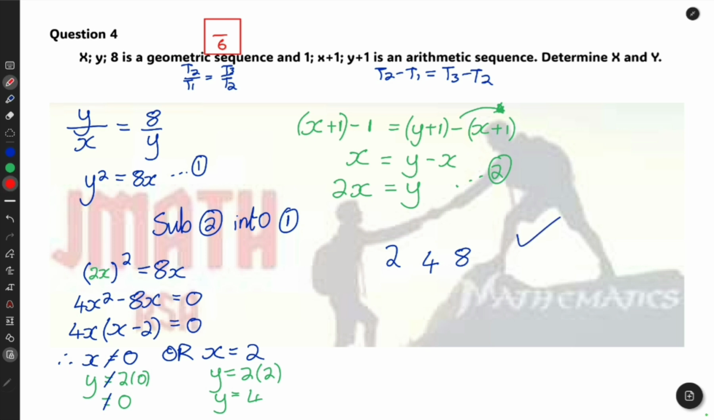Let's see where you would get the 6 marks. Definitely for getting equation 1, for getting equation 2, and then for getting the right answer. So that set of answers and that set of answers. This could easily go up if your teacher feels like it, but I think 6 is a pretty average score for this type of sum.